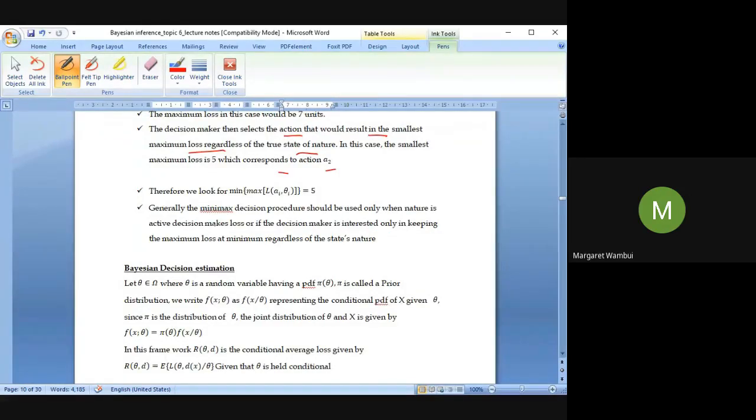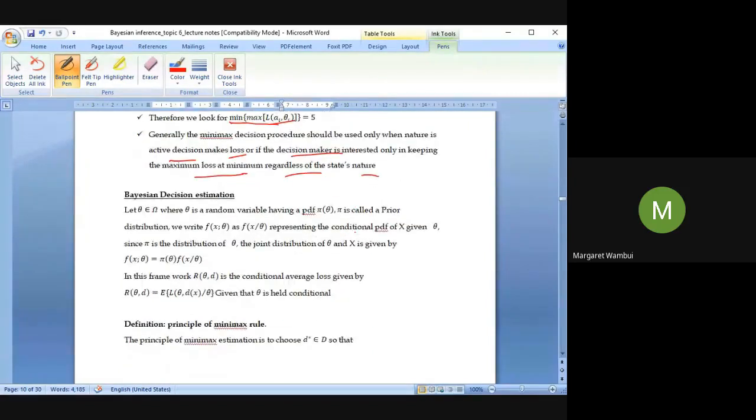So this is what we've come up with. The minimax decision procedure should generally be used only when nature is active and hostile to the decision maker, or if the decision maker is interested only in keeping the maximum loss at a minimum, regardless of the state of nature. So you just want to make the maximum loss as small as possible to try and minimize the loss. That is what it means.